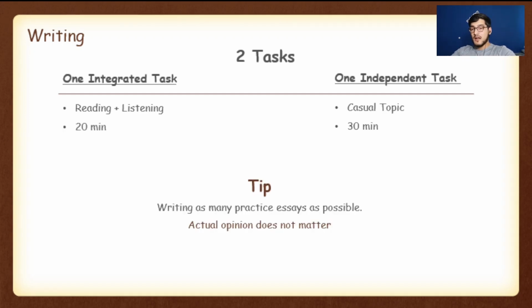The tip for doing well on the TOEFL writing section is writing as many practice essays as possible. It's true: practice, practice, practice. Practice makes perfect, it's quite a true quote. So you can follow this and practice as much as you can.